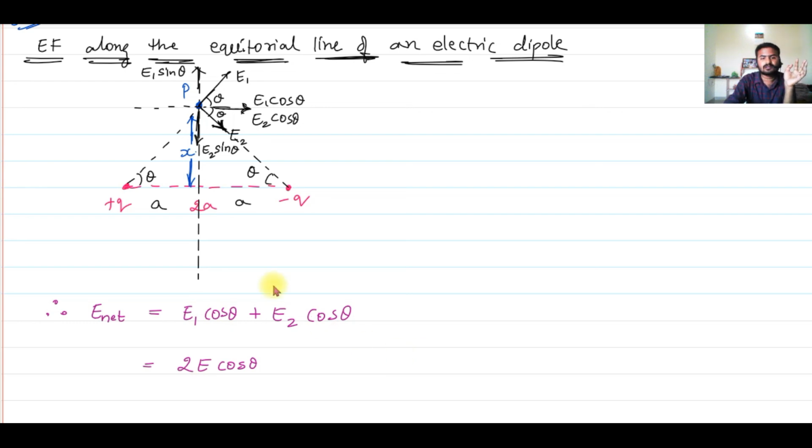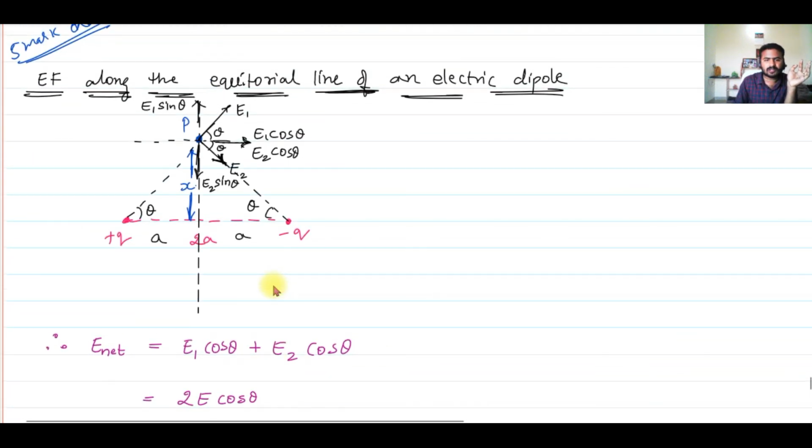And how much will be this E1 and E2? I can write that here. E1 is nothing but KQ divided by the distance from Q to this point, the whole square. So what will be the distance from Q to P, the whole square? That will be x square plus a square, by the Pythagoras theorem: the square of the hypotenuse equals the sum of squares of the other two sides. I want the square of the hypotenuse in the denominator, since distance is squared. So that will be a square plus x square. That is your E1.